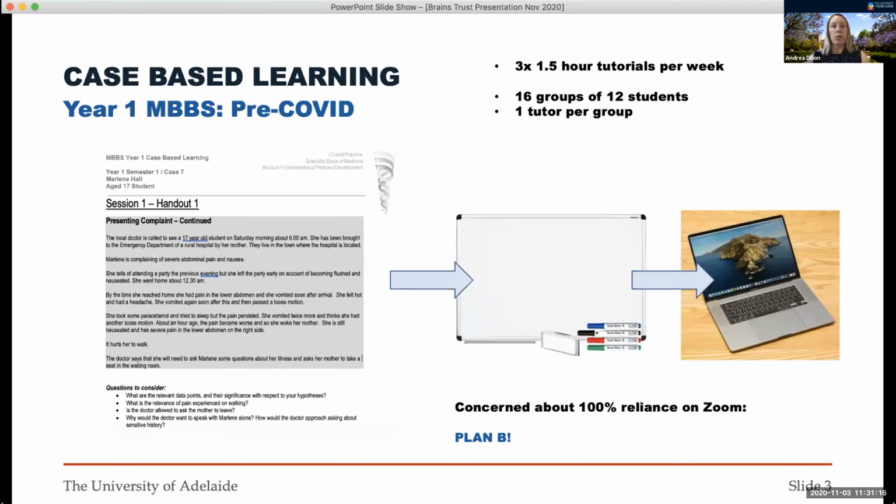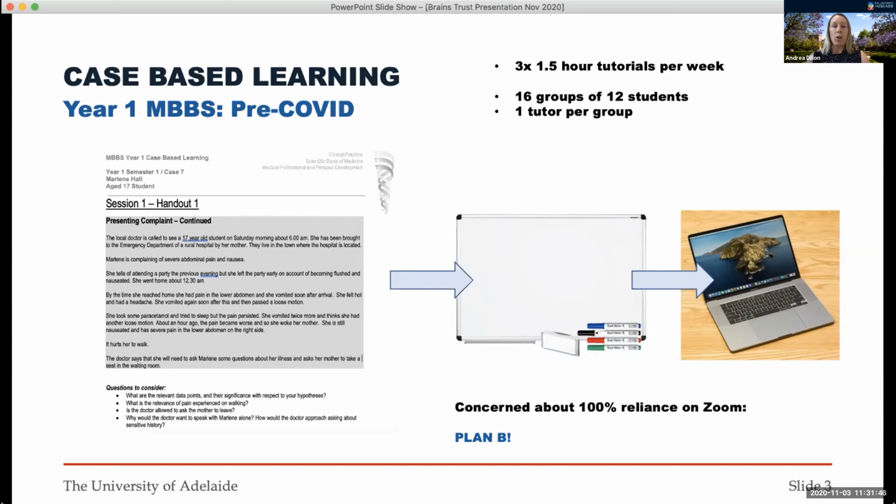Now, in our pre-COVID world, the way case-based learning used to run was that the students had a monitor in their tutorial rooms, and they had PDF handouts of the information, so the presenting complaint of a patient, and they had various prompts, and a tutor helped guide them through the information. We had a person on a whiteboard who was recording all the group's thoughts and ideas, and then we had someone on a laptop with Google Docs open, and they recorded what was on the whiteboard and then distributed all the information to the group and to the tutor.